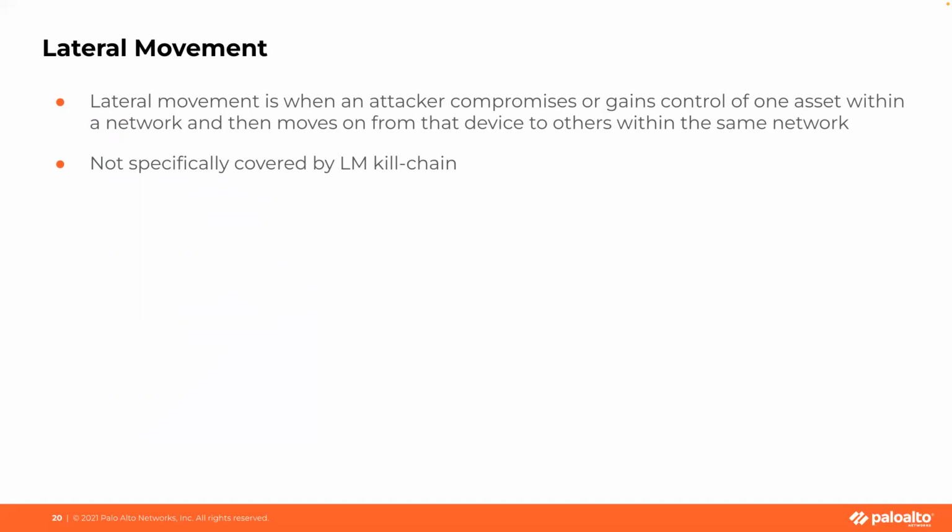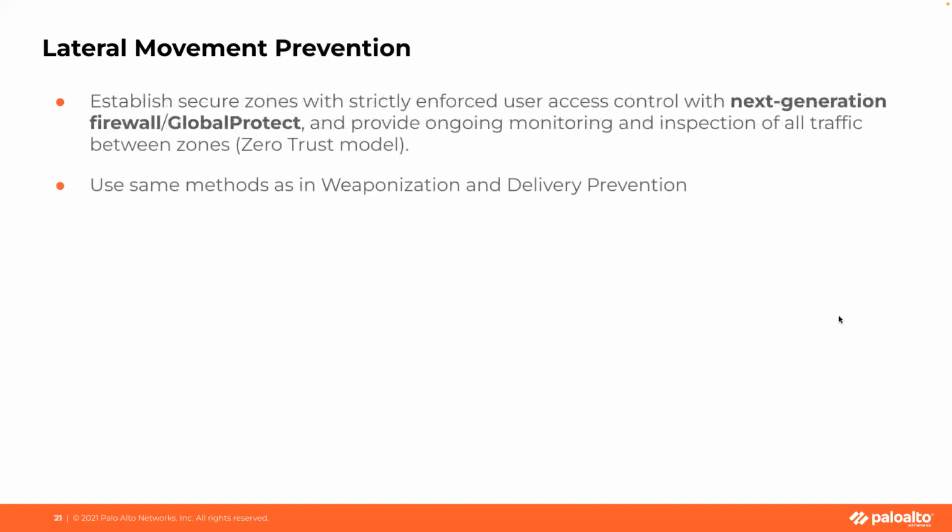Once you're inside, say, a data center or an office, you can typically move more freely, because the source of the attack, which would be the compromised endpoint, is typically considered trusted. This is not specifically covered by the Lockheed Martin kill chain, but it's still an important segment that's worth discussing. So what can we do to stop that? Zero trust really is the answer here.